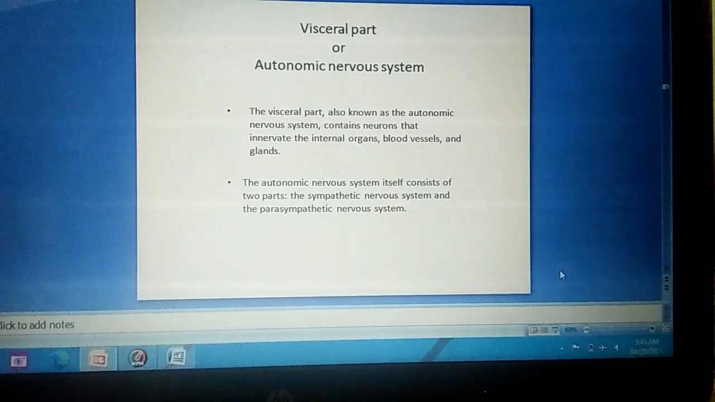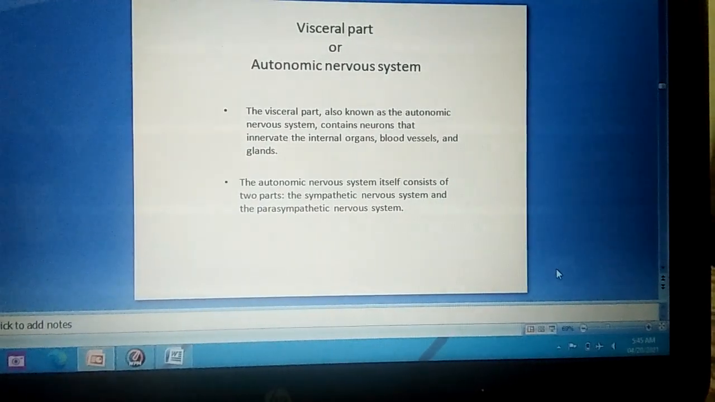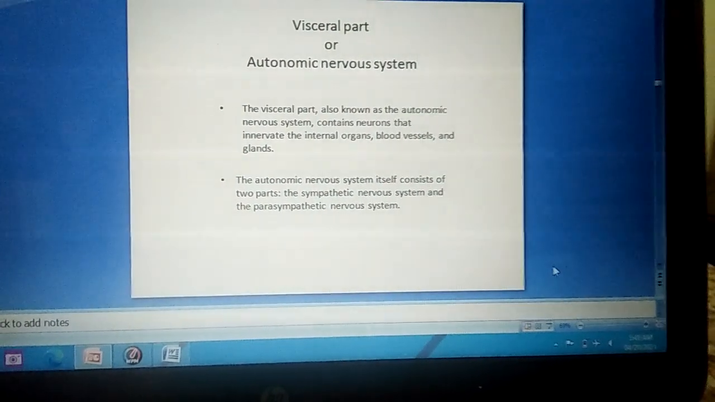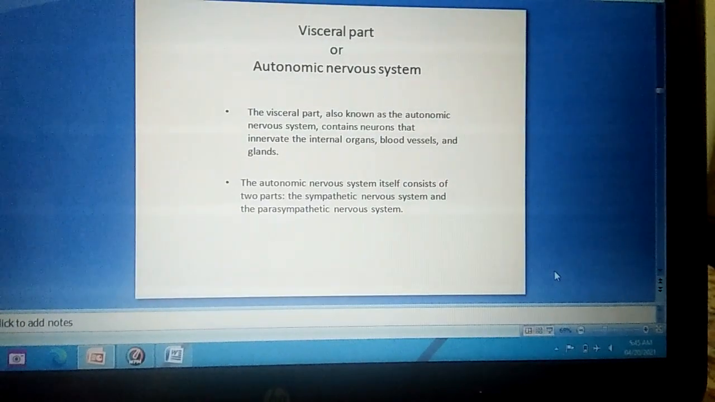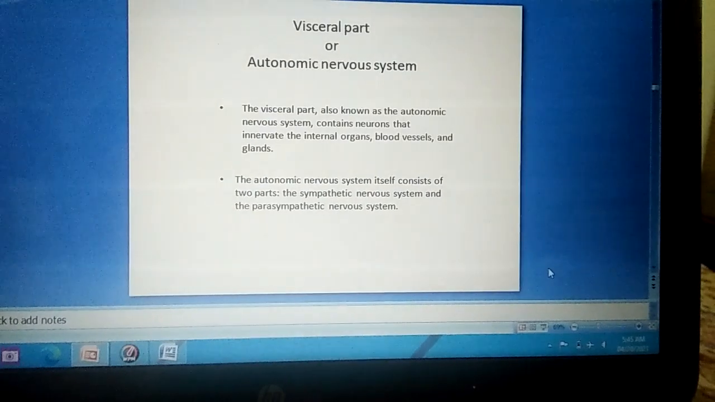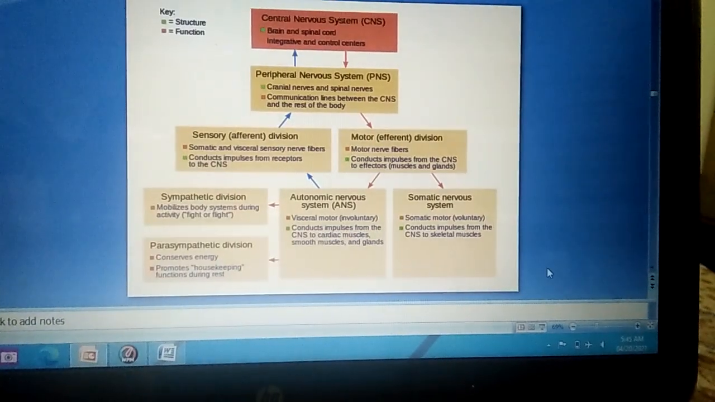Visceral part, also known as the autonomic nervous system, contains neurons that innervate the internal organs, blood vessels and glands. This system itself consists of two parts, sympathetic nervous system and parasympathetic nervous system.